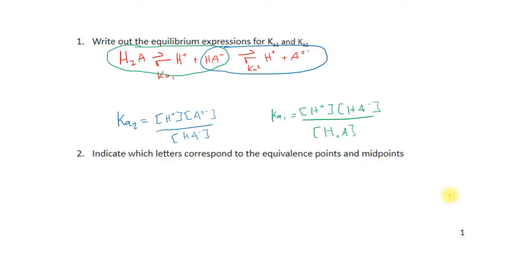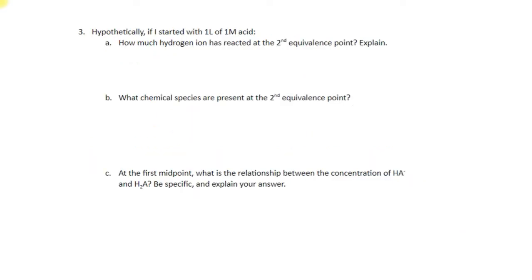All right, so the equivalence points in this particular figure are C and E. Now if we had like a triprotic, you would have 3 equivalence points. If we have a monoprotic, just 1. Okay, so kind of depends on the titration. Okay, if I start with 1 liter of 1 molar acid, it wants to know how much hydrogen was reacted at the second equivalence point.